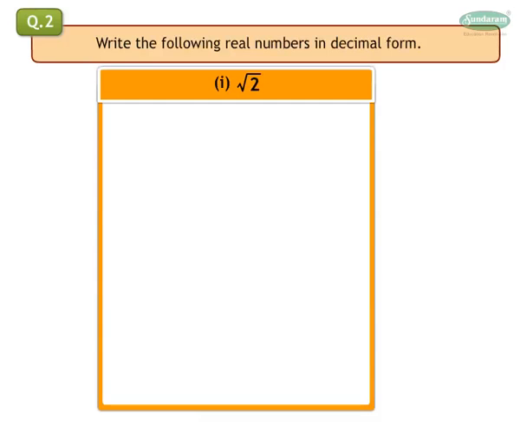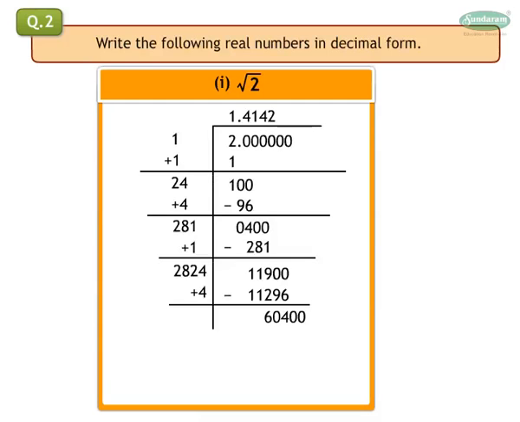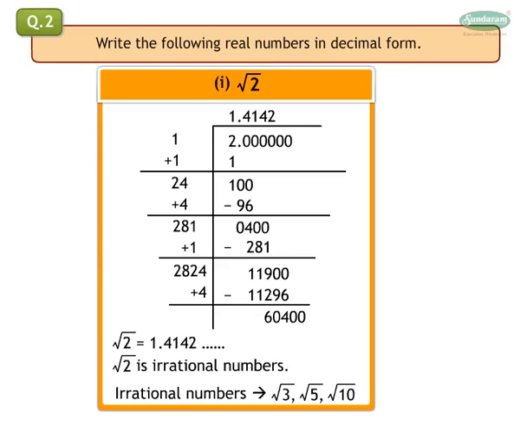Question 2. Write the following real numbers in decimal form. 1. Square root 2. Determine the value of square root of 2, which is written as the number 2 under the square root sign. On solving by the division method, we get that square root of 2 is neither a terminating nor a recurring decimal. The result is a non-terminating decimal. Such numbers which do not end as a terminating decimal or a recurring decimal are called irrational numbers. Similarly, square root of 3, 5 and 10 are other examples of irrational numbers.